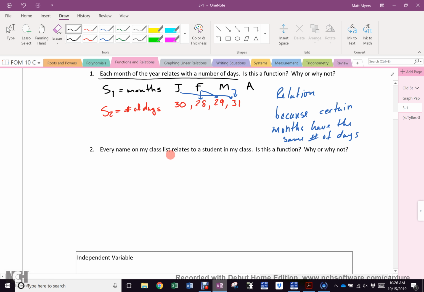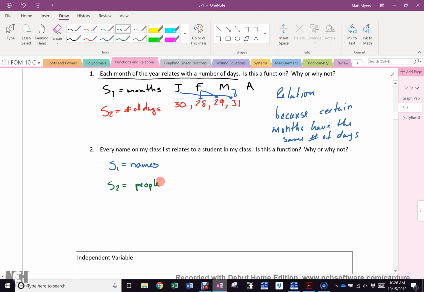Every name on my class list relates to a student in my class. What is set 1? Set 1 is names. Everyone agree? Okay, what is set 2? The actual people, right? Now, names is a tricky one to use, right? Because we could go by first name, last name, or both names. Agreed? For our purposes, we're going to go by first name, right? Everyone agrees? Cool? Okay.